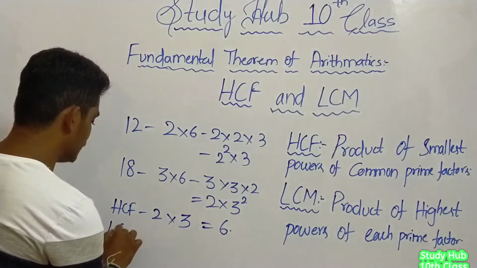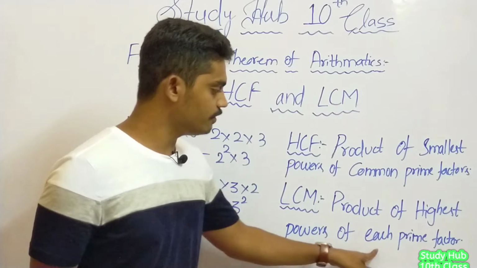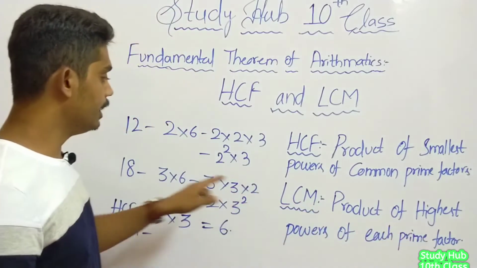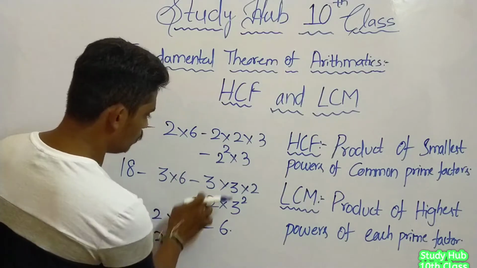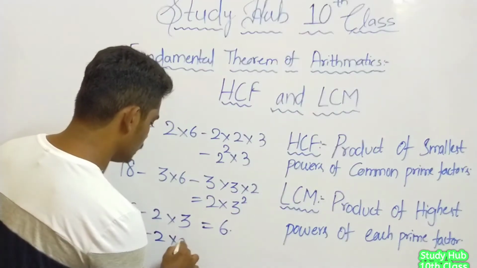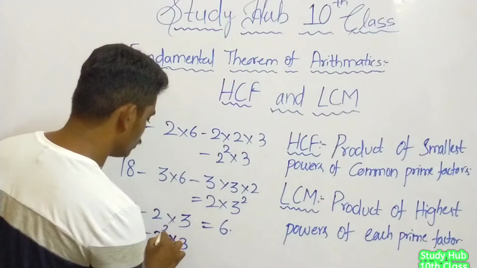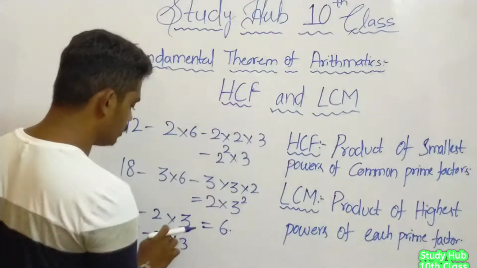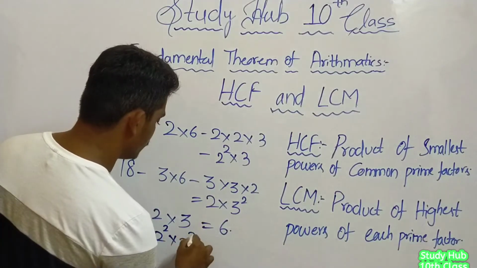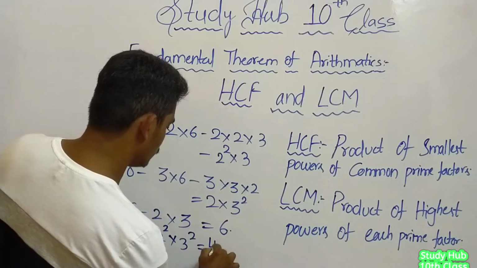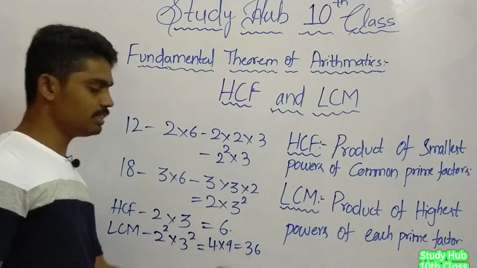Now let us find LCM, friends. LCM, what I said, is the product of highest powers of each prime factor. Each means need not be common. We have 2 here, and 3 in both. What is the highest power of 2? Here it is 1, here it is 2. So we take 2 square. Here 3 square is the highest, so we take 3 square. 2 square is 4, 3 square is 9. 4 9s are 36. So the LCM of 12, 18 is 36.